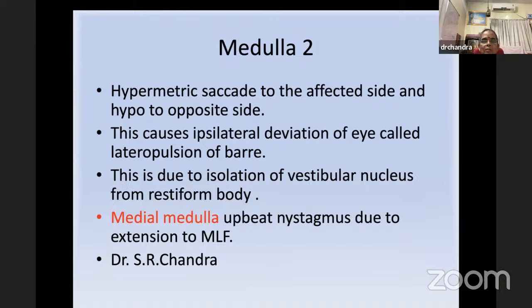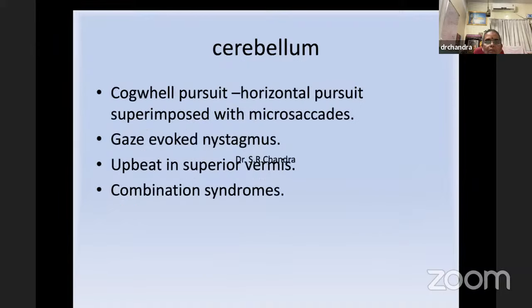And medial medulla produces upbeat nystagmus due to extension to the medial longitudinal fasciculus. And cerebellum produces cogwheel pursuit. Pursuit is defective, so it is supported by the saccades, resulting in a cogwheel pursuit, because the pursuit is carried out by microsaccades. And gaze-evoked nystagmus, because the neural integrator is leaky, so it is not remaining on the target for the desired period of time. You can have upbeat in superior vermis and combined syndromes.